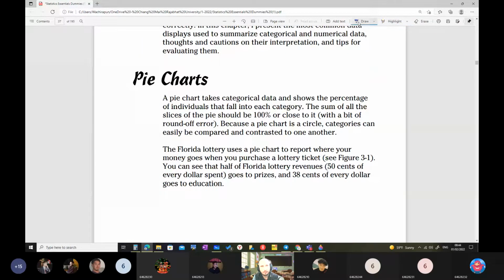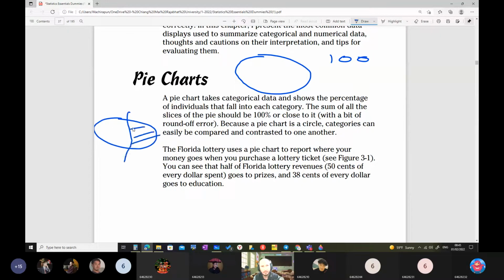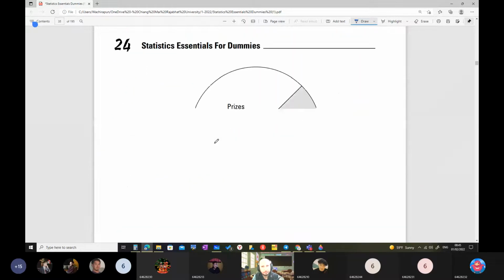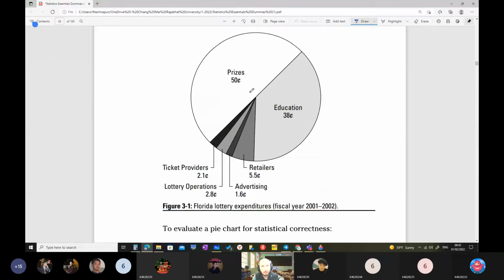Pie charts. What is a pie chart? Imagine a pizza, a round pizza. This is 100%, the full pizza, everything is for you. But if we cut it in half, this is 50%. If we cut it in quarters, 25%. So this is how pie charts work, and then we can divide.